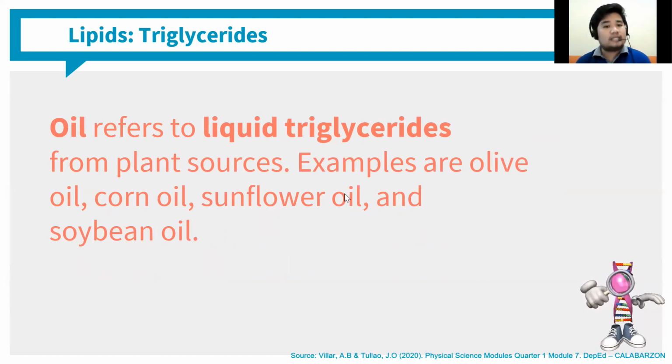Okay? And another type of triglyceride is the oil. Oil refers to liquid triglycerides from plant sources. Ito mas healthy to sa fat, no? So this oil or liquid triglycerides are usually composed of unsaturated fatty acids. Examples are olive oil, corn oil, sunflower oil, and soybean oil.